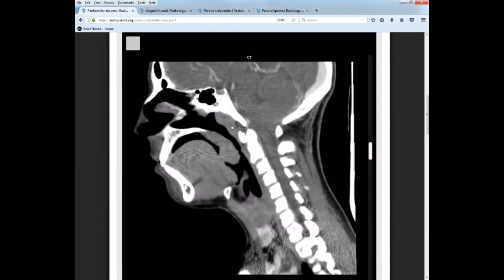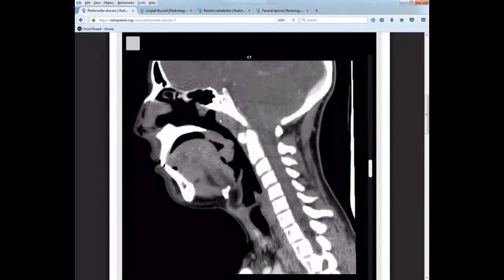The pharyngeal tonsils, otherwise known as the adenoids, those puppies are right here. Okay, so those are your adenoids or your pharyngeal tonsils, okay?